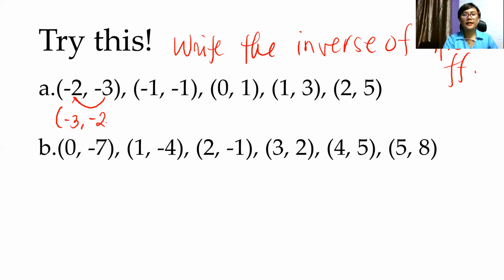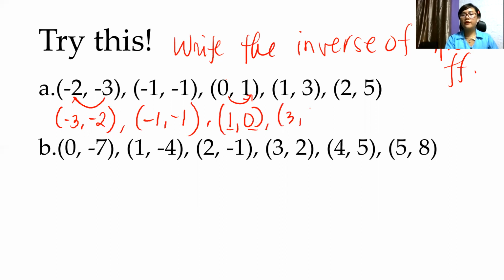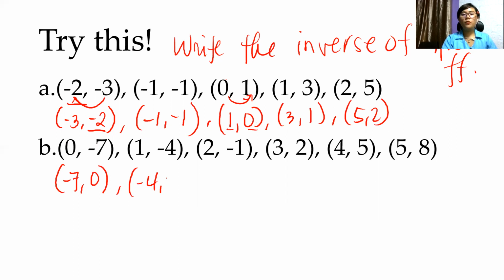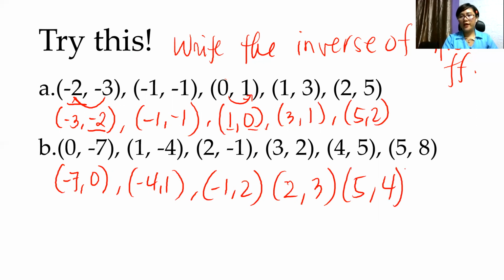Ngayon, nauna si -3 kaysa kay -2. And then, negative 1 and negative 1 kasi same lang ang kanilang range and domain. And of course, we have interchange naman, si 1 maging 0, si 0 maging 1. Okay? So, yung 0 dito, nasa range na, and then si 1 nasa domain na. Same goes to 3, 1, and 5, 2. Okay? So, yung domains nyo sa taas na negative 2, nasa range na, so on and so forth. The same manner sa pangalawa, magiging negative 7, 0, negative 4, 1, and we have negative 1, 2, and also we have positive 2, 3, and we have 5, 4. And lastly, we have 8, 5. Okay, so ito yung inverse ng ordered pairs na binigay dito.